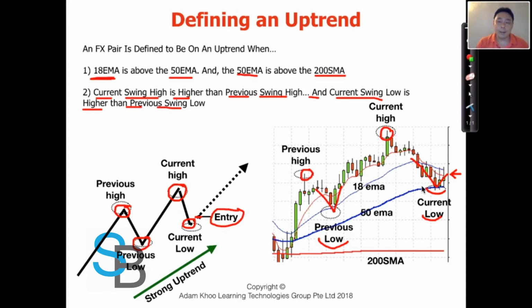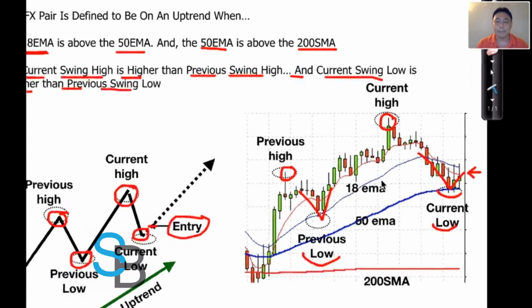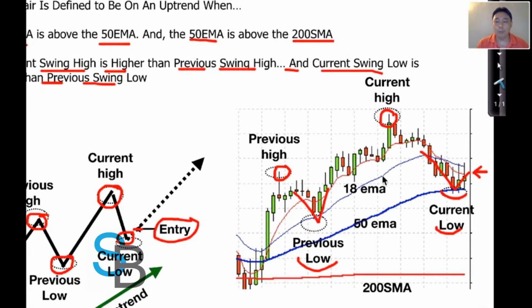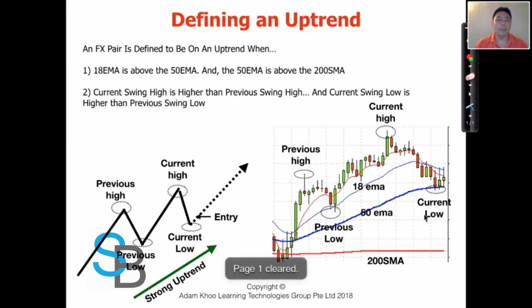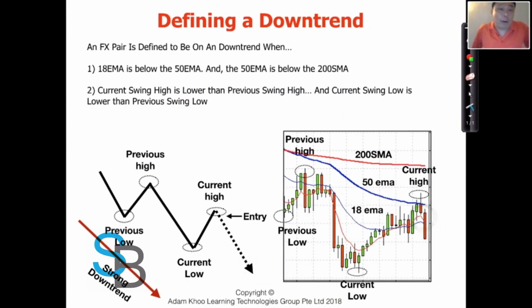All right, guys, and again, you can see the moving averages in sequence. The thin blue line is the 18 EMA, and it has got to be above the 50 EMA, the thick blue line. And the 50 EMA has to be above the 200 SMA. So you've got to see that clear pattern. Once you're familiar with that, let's look at the opposite, which is defining a downtrend.